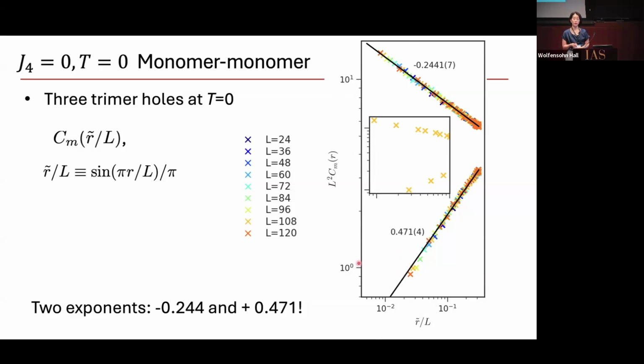Now, these are 2 different power law behaviors we found for the correlation function of the one object that is a monomer, and that is rather unusual. And this is what we then set out to figure out, what's going on.